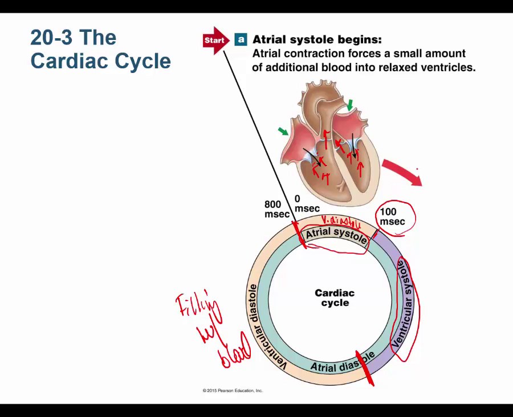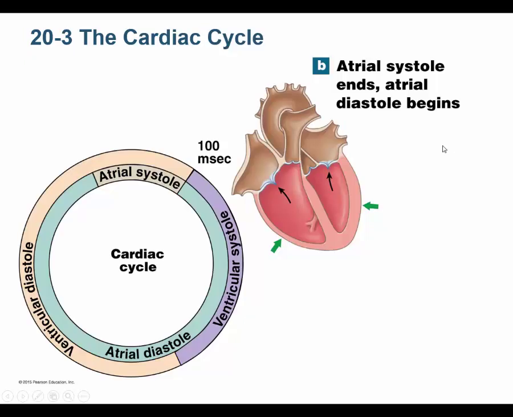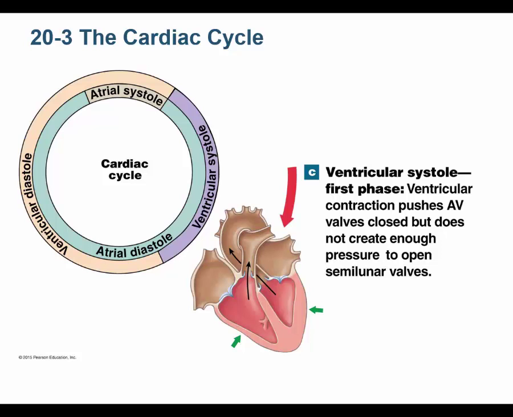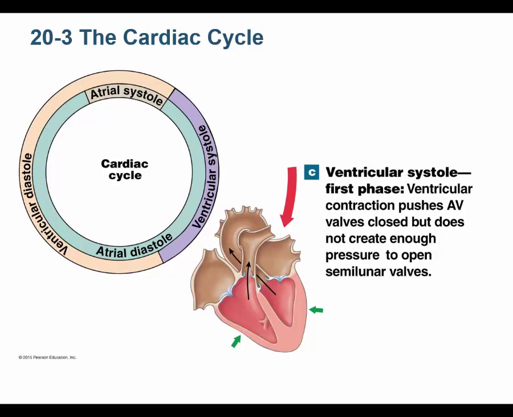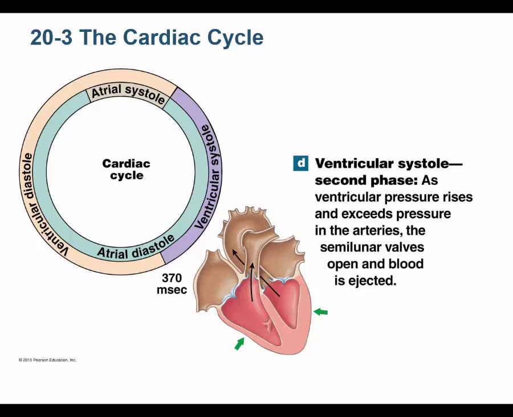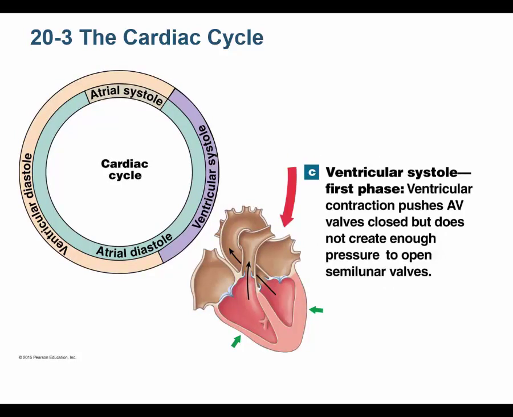All right, so that's the atrial systole. This is showing you atrial systole ends and atrial diastole begins. And then now ventricular systole, and it's opening the semilunar valves, so we're stepping through that. You see the ventricles contracting. I'm wondering why it has two phases here. Oh, I know why. Here's why. And I even alluded to this when I talked about it.